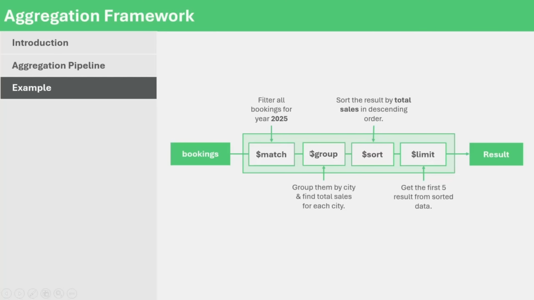After that, I want to sort the result of this group stage in descending order based on the total number of sales. And once we have sorted the documents, I want to get only the first 5 results from the sorted documents. So the sort stage is going to return us a list of documents, grouped based on city, and the result will be sorted in descending order based on the total sales field. Now, from there, I want to get the first 5 documents and that I want to get in the result.